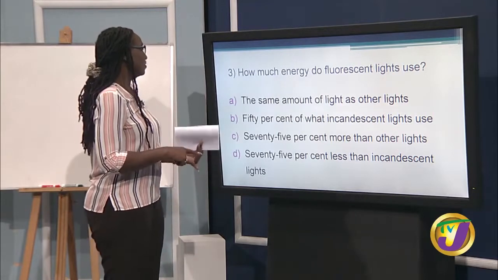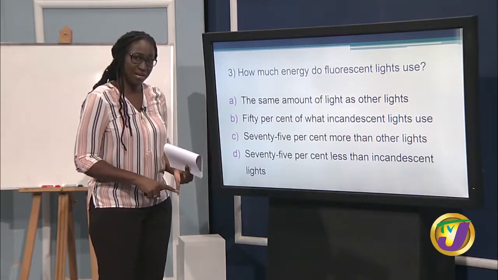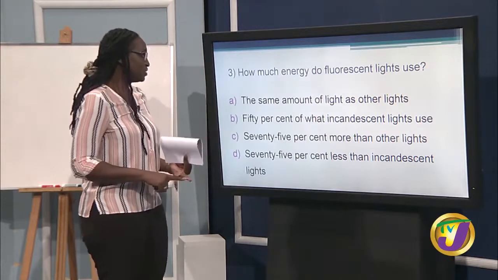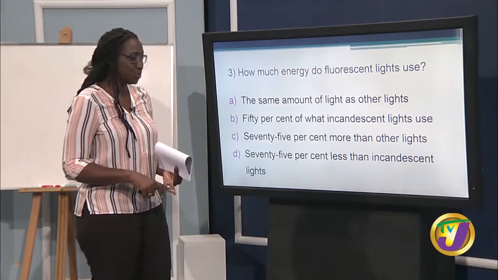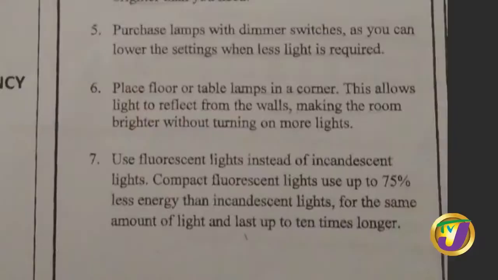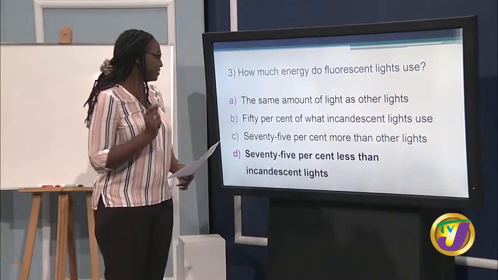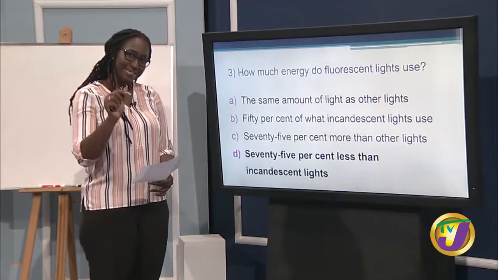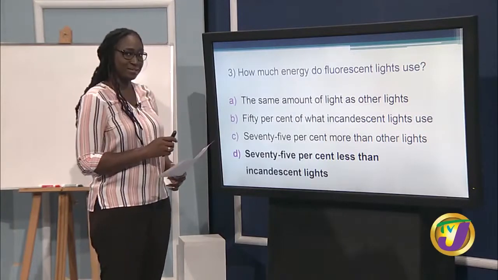So was that the same amount of light as other lights, 50% of what incandescent lights use, 75% more than other lights, or 70% less than incandescent lights? Which one of those is the answer? There it is. I know you know it. So let's go to it. So fluorescent lights use 75% less than incandescent lights. Very good.